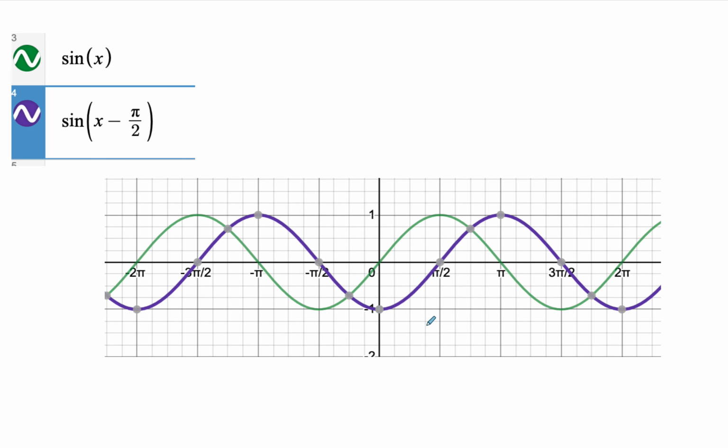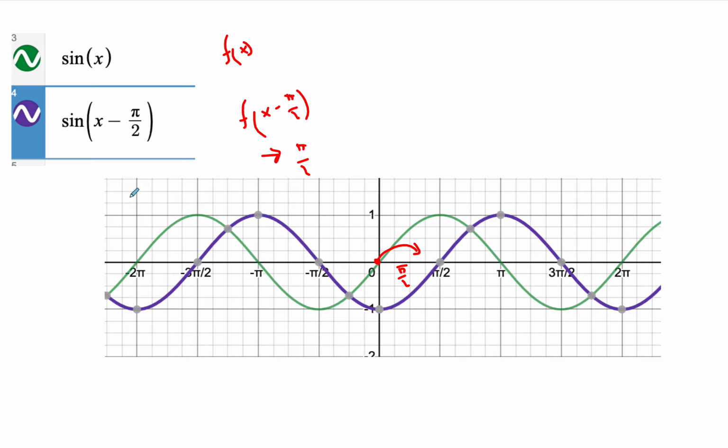And last but not least, remember, if this were f of x, this would be f of x minus pi over 2. So this would be a shift right of pi over 2 units. If you take a look where 0 normally is, 0 is now pi over 2 units that way. It's like we took this green sine and we shifted it pi over 2 units that way. Okay? So this represents a horizontal shift in the graph.